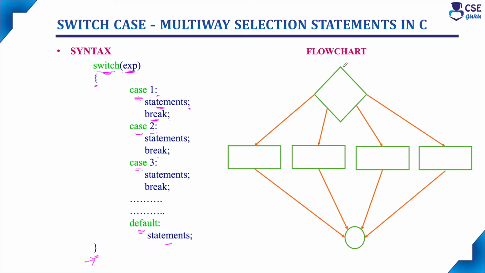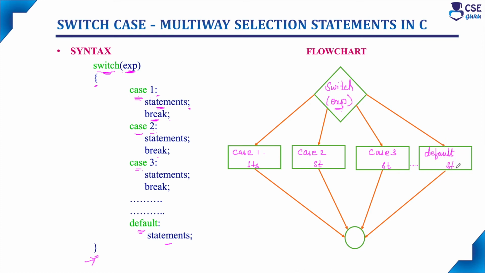Considering the flowchart: switch, then we specify the expression and evaluate it. Based on the expression evaluation, it goes to case 1 and executes the statements present in case 1, or case 2 and executes the statements present in case 2, and case 3 and its statements. Likewise, we can specify any number of case statements within the switch statement, and at the end we specify default.